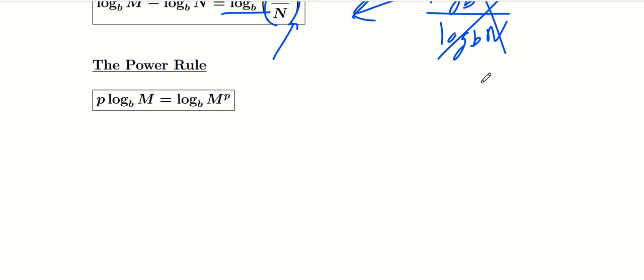And then lastly, we had the power rule, which says that if you have an exponent on the inside of a log, you can bring that exponent out in front as a multiplication. Conversely, if we have a factor multiplying outside of a log, one of the things that we would like to do is to clear off that coefficient. We can bring that inside of the logarithm as an exponent of our value. So p times log base b of m, that's the same thing as log base b of m to the p power.